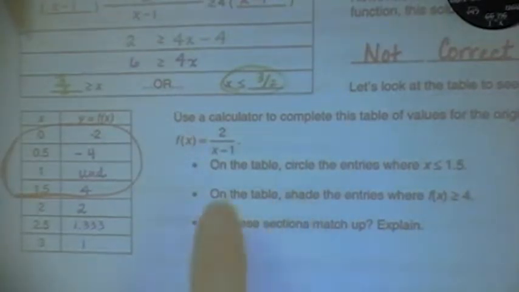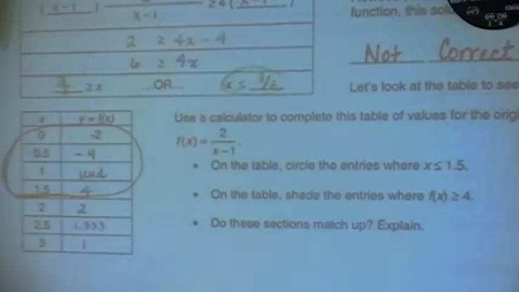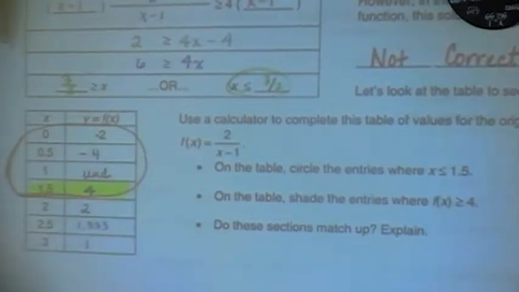Okay, then the next thing says, on the table, shade the entries where f of x is greater than or equal to 4. What does f of x mean? Y. So I'm looking for where y is greater than or equal to 4. I don't have anywhere where it's greater. I only have one place where it's equal to.